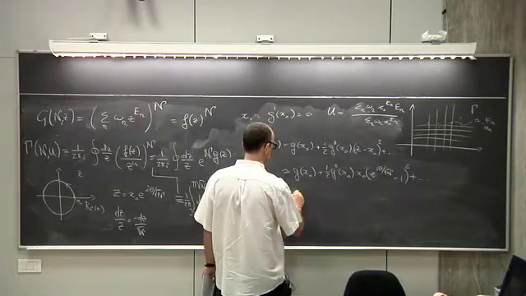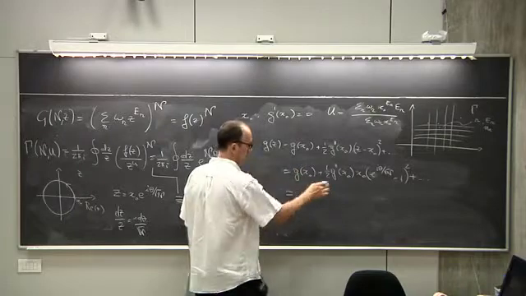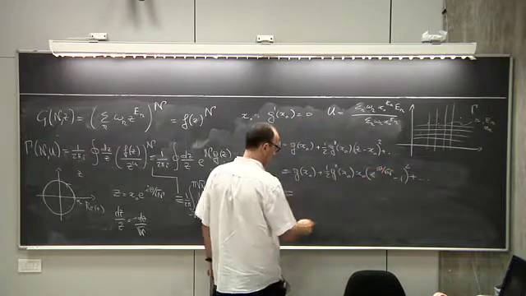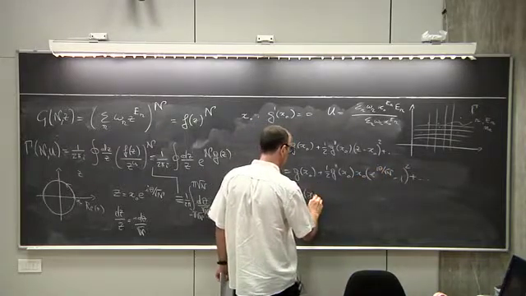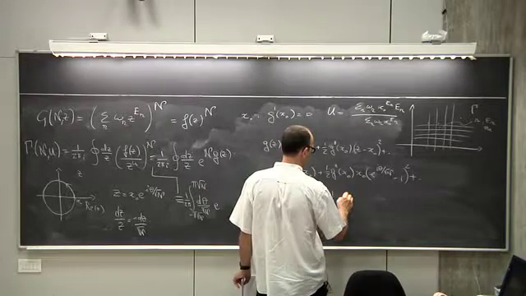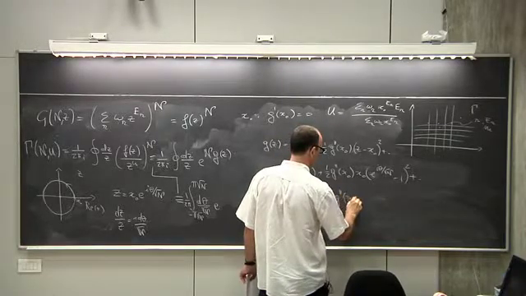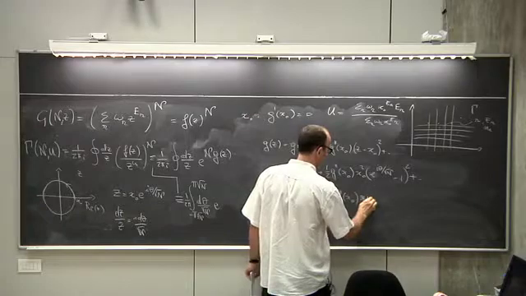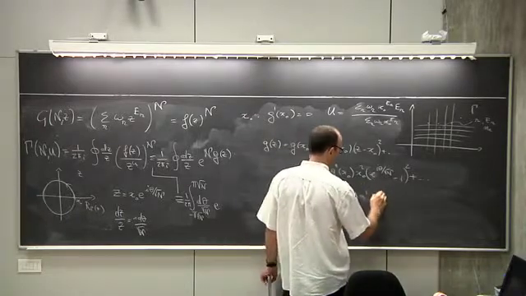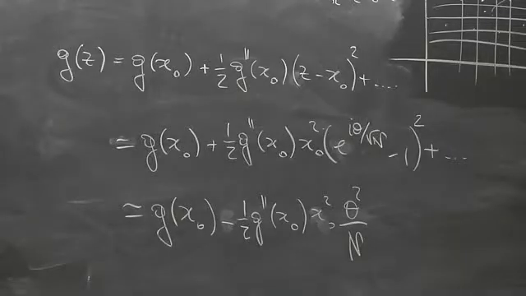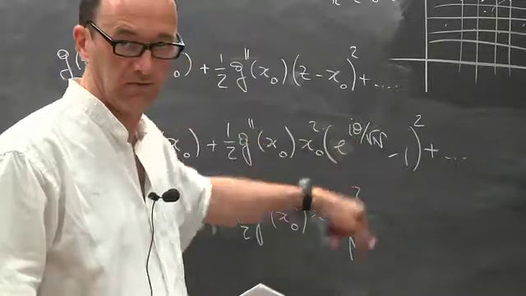So you see that I can expand this if n is very, very large. I can expand the exponential. So this is g of x0. To leading order, this will be minus 1/2 g double prime of x naught, x, sorry, there is an x naught squared, times theta squared over n. The minus comes from i squared.